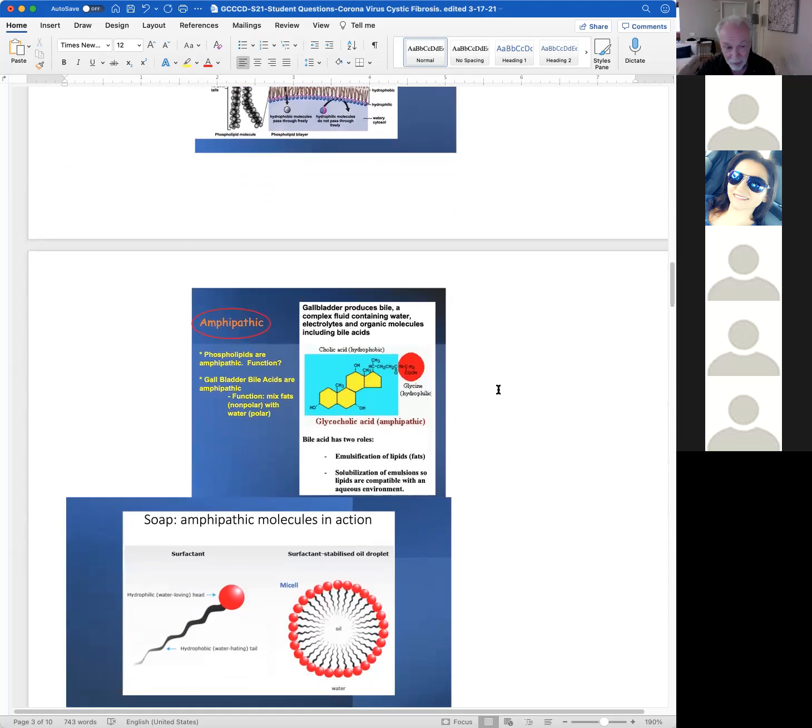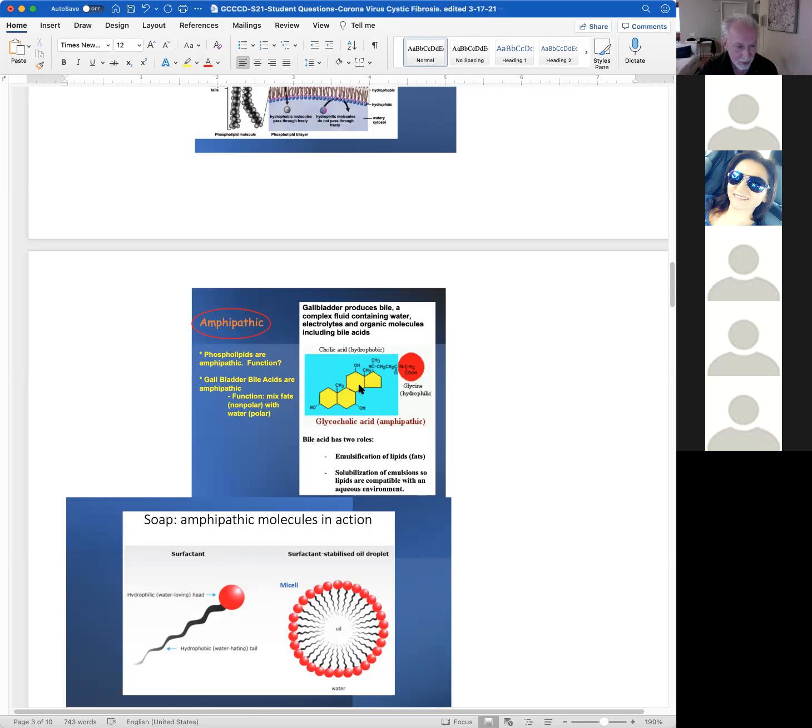The other example: we were talking about cystic fibrosis. Again, amphipathic came up. Why? Well, it has to do with digestion. And we considered this bile acid, glycocholic acid, which is amphipathic. It's very nonpolar on one end, it's a steroid. The other end is polar because it's an amino acid. So it's polar on one end and nonpolar on the other.